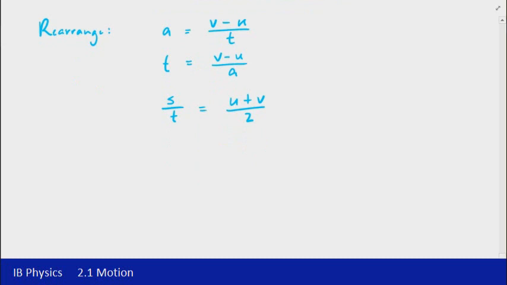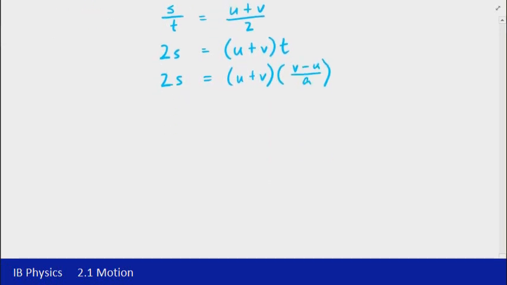Now before we do, let's actually cross multiply. We'll just make it a little bit easier to work with. So multiply the 2 up across this side, the t up across that side. We end up with 2s is equal to u plus v multiplied by t. Substitute in our value for t then, so we'd have u plus v multiplied by v minus u on a. So just substituting in for the value of t.